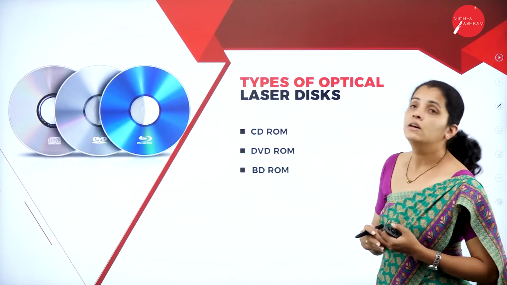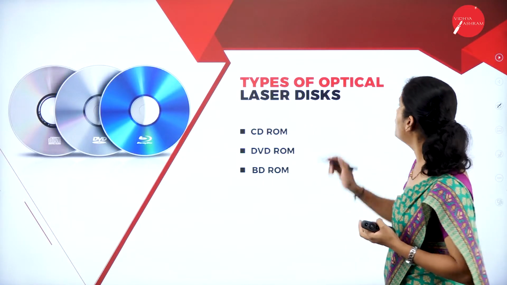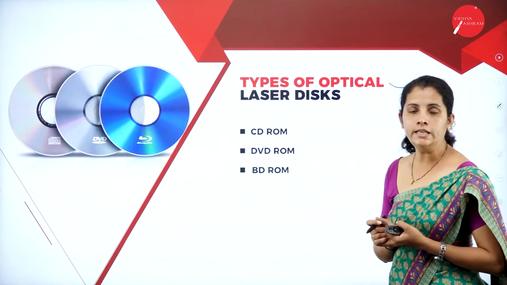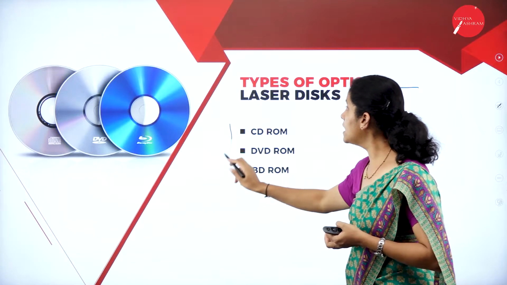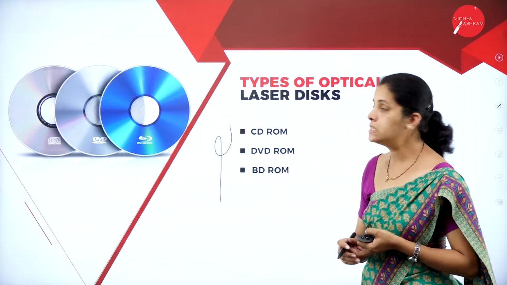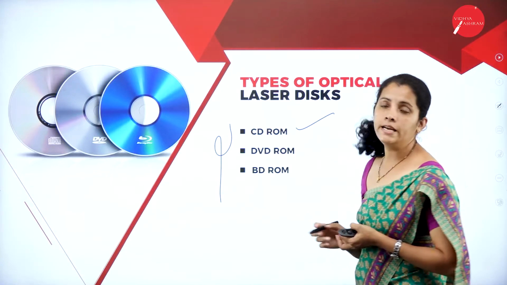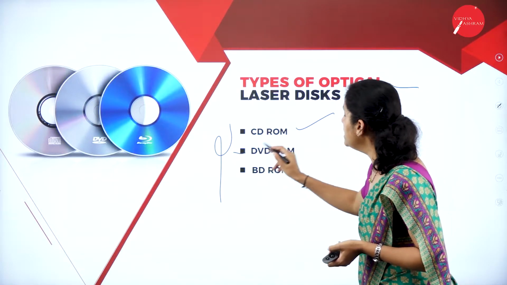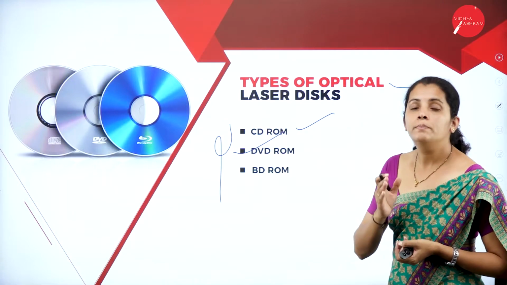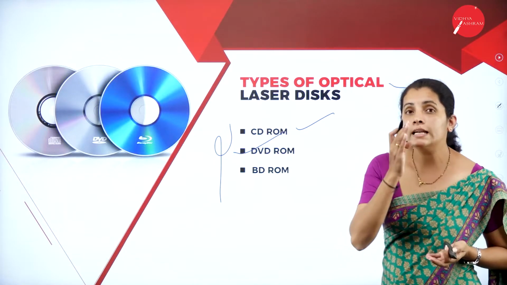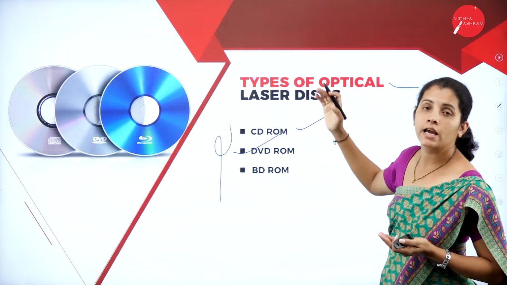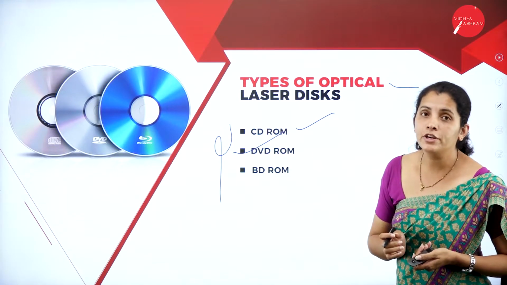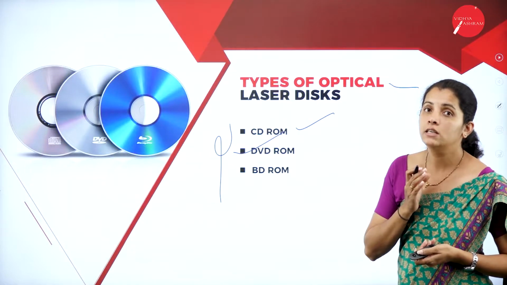Moving further, let's see the types of optical laser disc or optical disc. There are three types of optical disc, that is CD-ROM, DVD-ROM and BD-ROM. Let's see the definition of laser disc along with the abbreviations of laser disc.